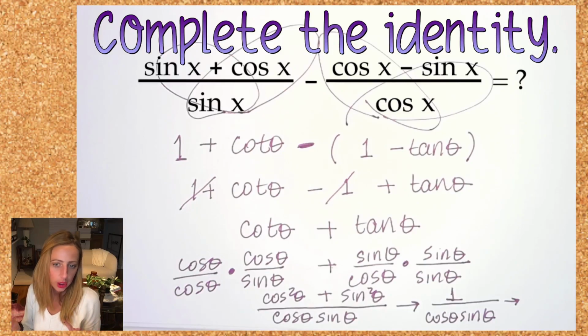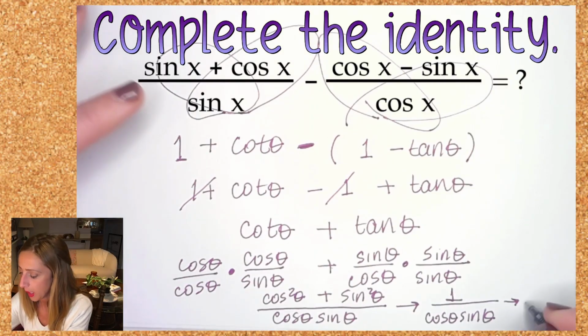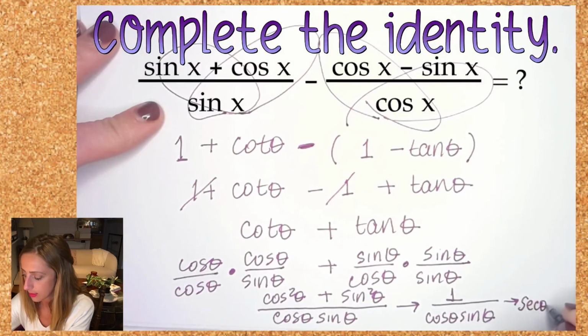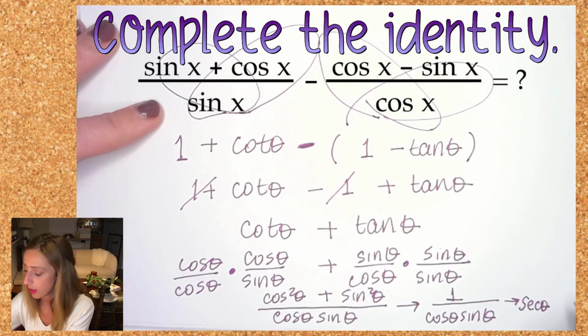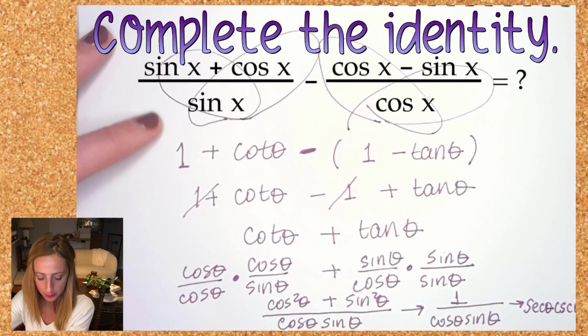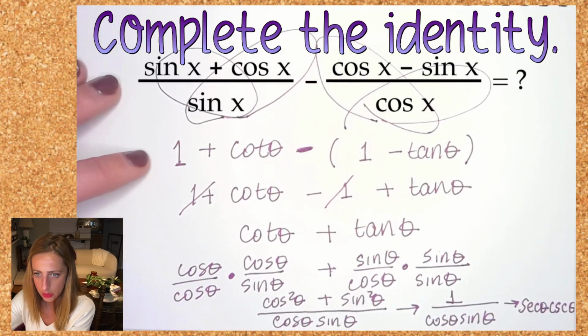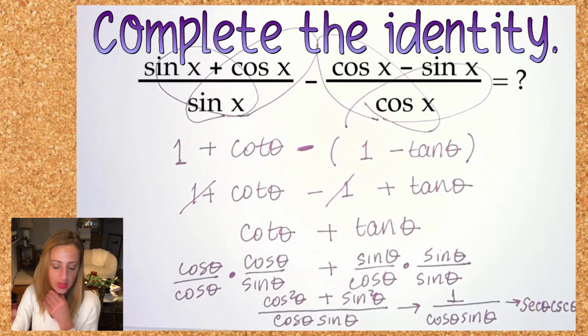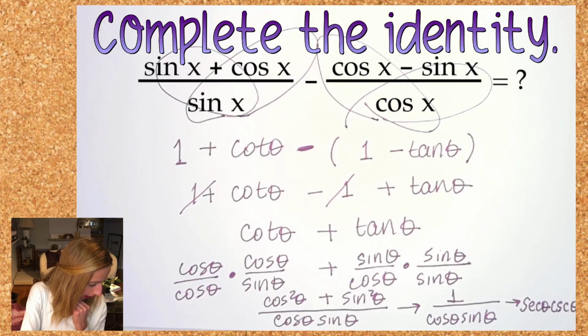So all we're going to do to finish this up is bring up cosine and bring up sine using reciprocal identities. So cosine on bottom is the same as secant on top, and sine on bottom is the same as cosecant on top. And we're a little squished, but there you have it. So that's definitely one way that we can go about doing it.